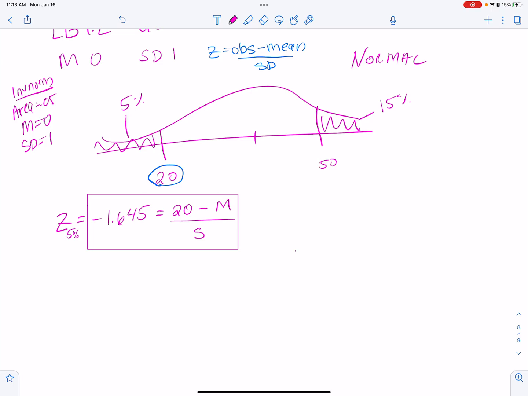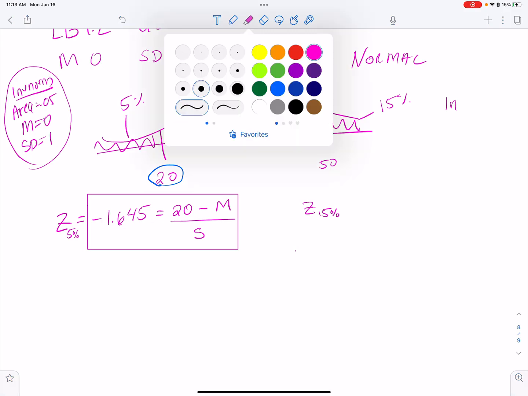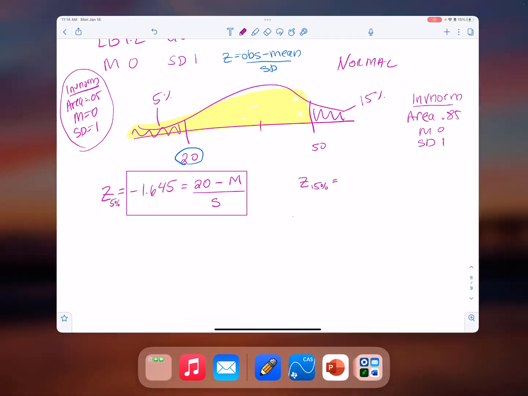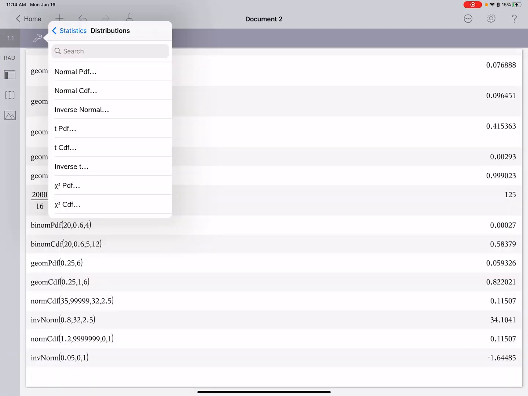In equation 2, I'm going to do the z-score for 15%. So we're going to do the same thing, but instead of 15% for the area, remember that my area always starts from the left, so I need this shaded yellow area. So for inverse norm, my area, I'm going to use 85%. The mean and standard deviation are always 0 and 1 to find my z-score.